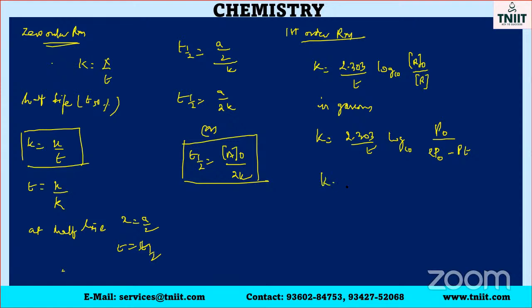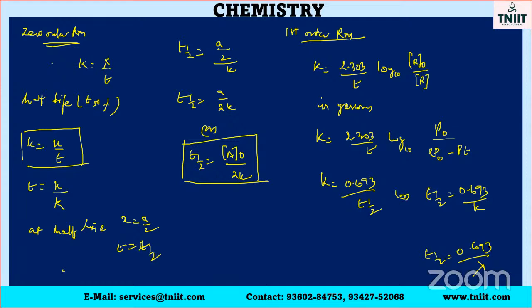In this relation we know K is equal to 0.693 by T half, or we write it as T half is equal to 0.693 by K. These are the formulas which we should know. In case of radioactive decay, we write T half is equal to 0.693 by lambda. Lambda is called the disintegration constant. So this is the relation for radioactive substances.